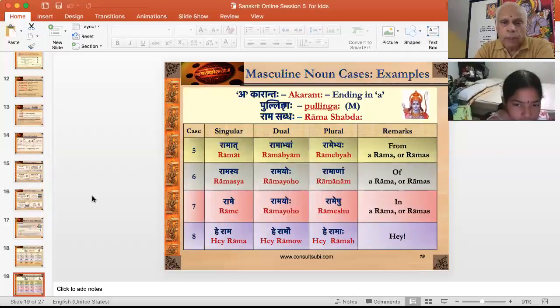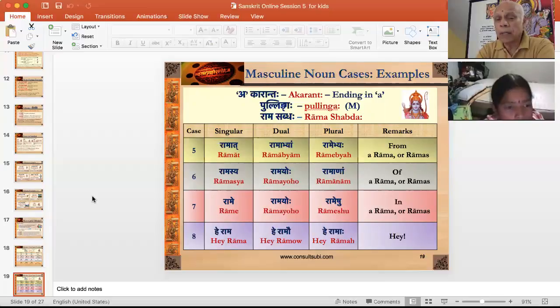More examples. Ramat, Ramabhyam, Ramebhyaha. Again, from a Rama, from two Ramas and from multiple Ramas. Ramasya, Ramayoho, Ramanam. I gave you this example before. Ramasya Patni Sita. One. Ramayoho Mitraha Hanuman, the friend of two Ramas. Ramanam, multiple Ramas. Okay. Rame, Ramayoho, Rameshu: in a Rama, in two Ramas or in multiple Ramas.